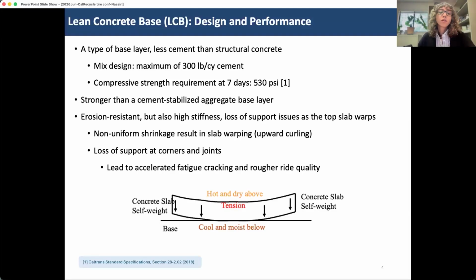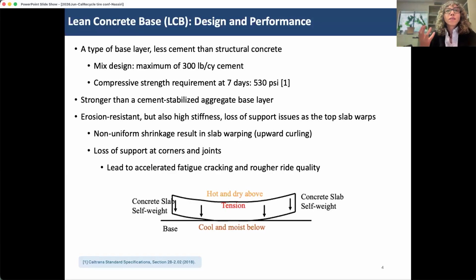And so the strength requirements are accordingly lower, around 530 psi in 7 days, so then the construction can start. It is stronger compared to stabilized layers that just use aggregate base with a little bit of cement to gain a little more durability, and it is very durable and very erosion resistant. It's also highly stiff. Generally, anytime we achieve strength by adding cement to the concrete, the rule of thumb is that stiffness will correspondingly increase. So we have higher strength, and we have higher stiffness.